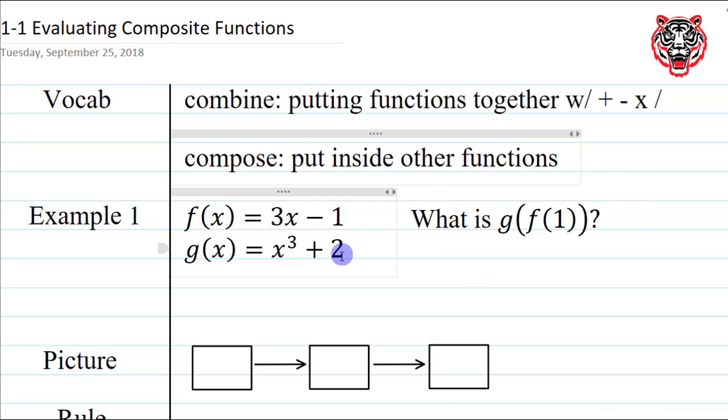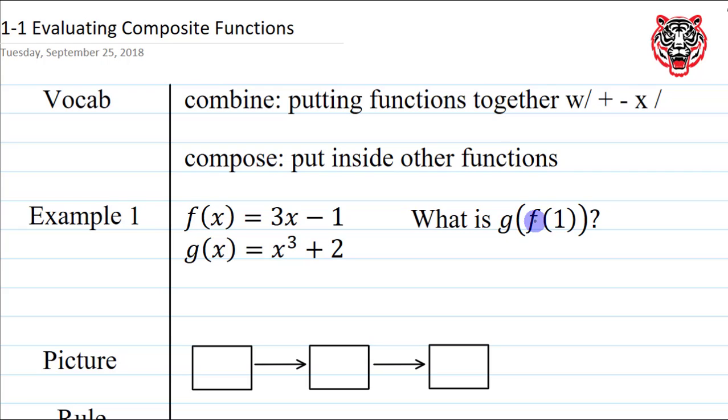Cool. So let's look at an example. What is g of f of 1? And I have f of x, g of x. How do I do this? So I want to first do the inside, and then I'm going to go outside. So order of operations, you do whatever's inside the parentheses. Well, inside the parentheses is f of 1.